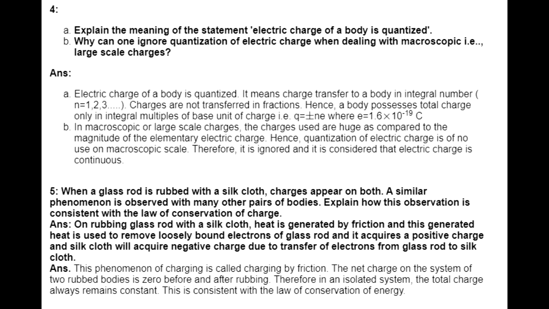We have studied at the beginning of the chapter the various ways in which charging of a body can take place, and that is by means of transfer of electrons from one body to another. It is never possible that a fraction of an electron will move from one body to another. It is always a whole number.